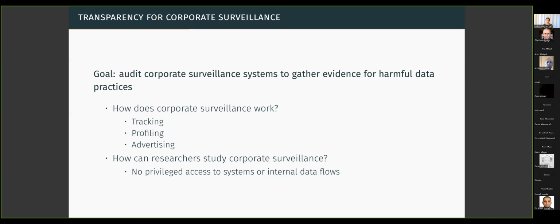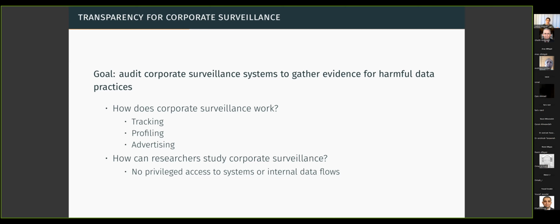So the goal when we want to create more transparency for these corporate surveillance systems is basically to audit these systems to gather evidence of any harmful data practices that they might perform. So in order to do that, of course, we need to know, how does this corporate surveillance even work? Like, what technical mechanisms do they use? And then in the web context, specific examples for that might be tracking or profiling or advertising.